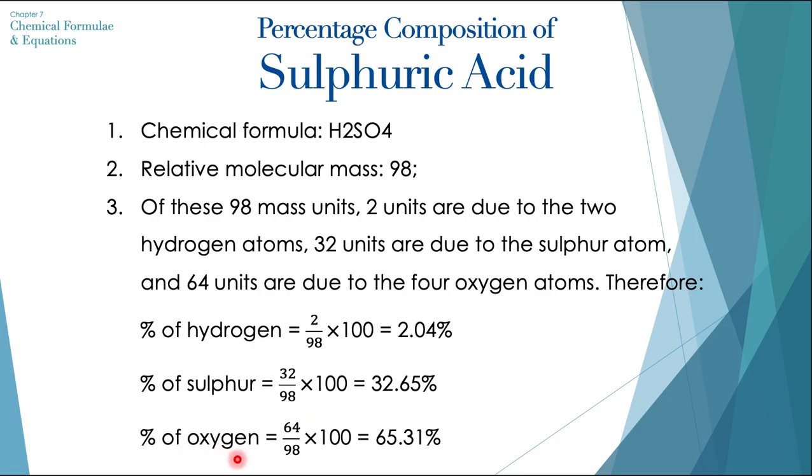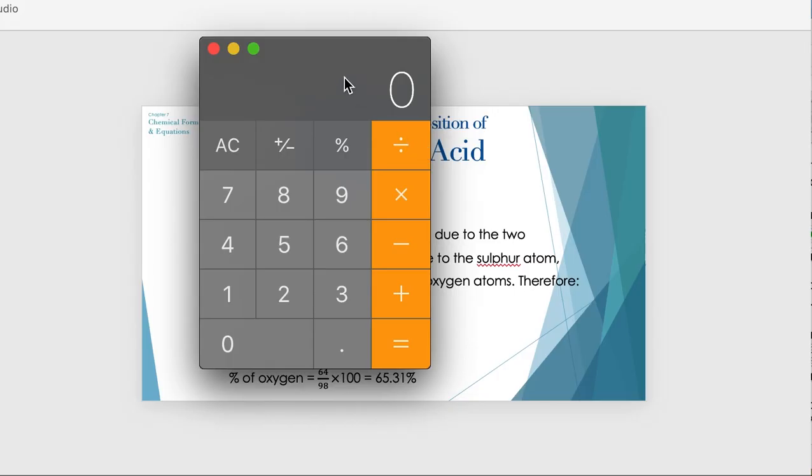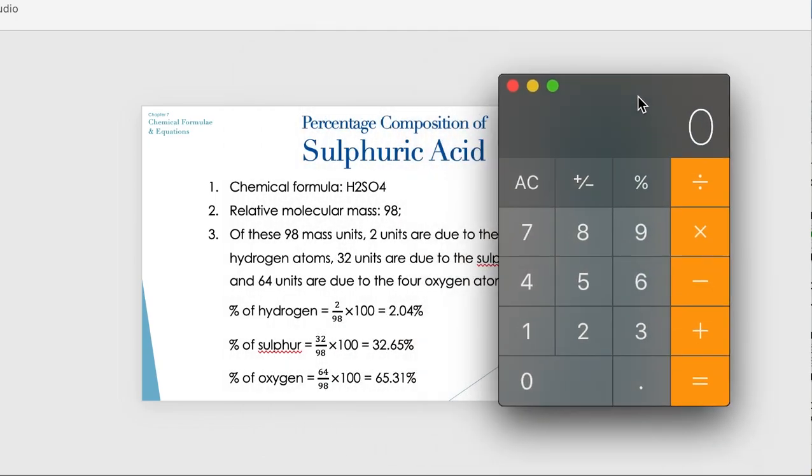And then of oxygen we divide 64 because the relative atomic mass of oxygen itself is 16, but in this atom it is 64 because there are 4 oxygen atoms. So we divide 64 by 98 and multiply by 100 and we get 65.31%. Okay, now we're going to use this calculator to find if all of these percentages add up to 100.